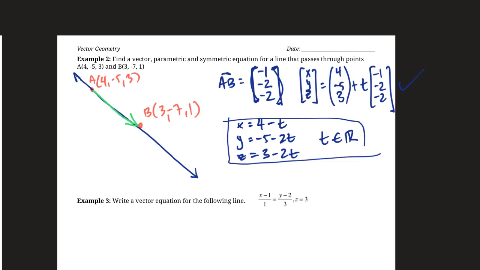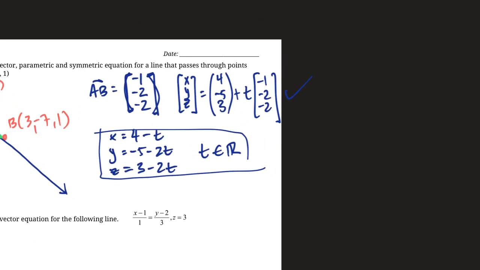Lastly, we're asked to find the symmetric form. So in each of these cases, I know I'm sort of out of room here, but I'm going to write off to the side. I'll write it in white so we can see it. We got to solve for t and then set them equal to each other. So the first one to set equal to t, it's going to be t is equal to, what's it going to be? 4 minus x. Or usually we like to write it with the variable first. So in that case, it would be t equals negative x plus 4.